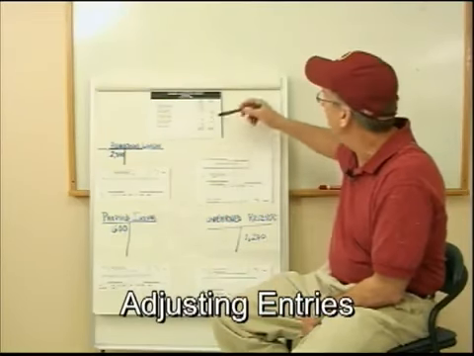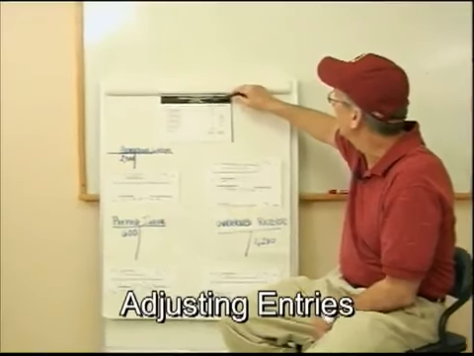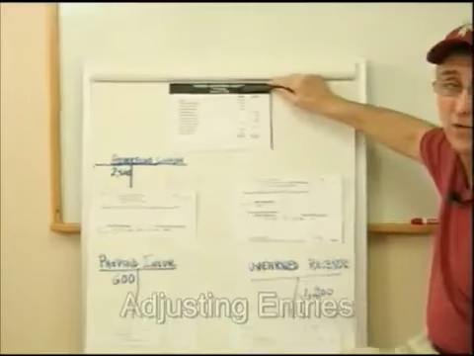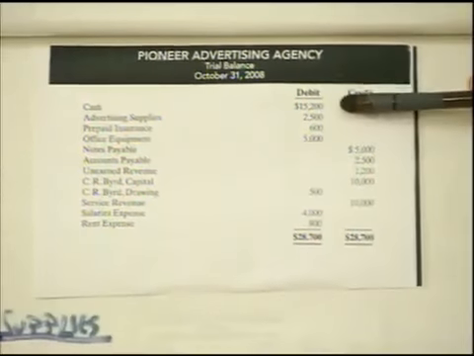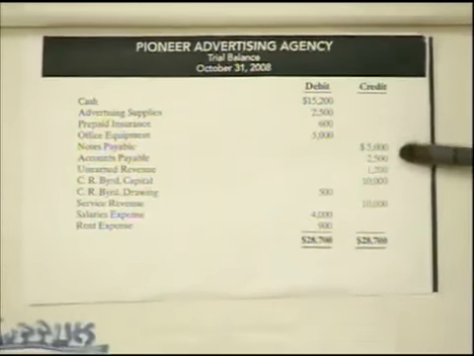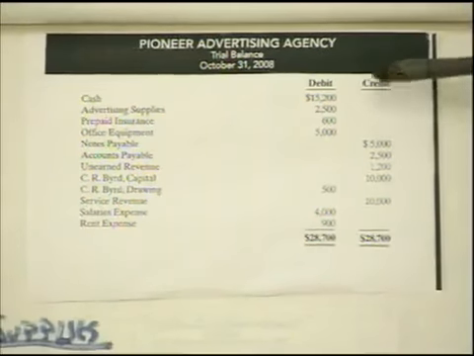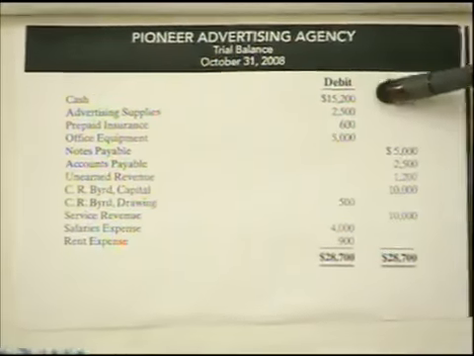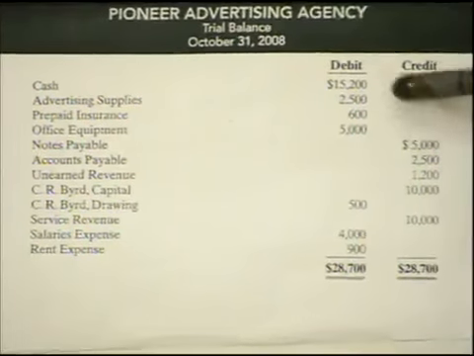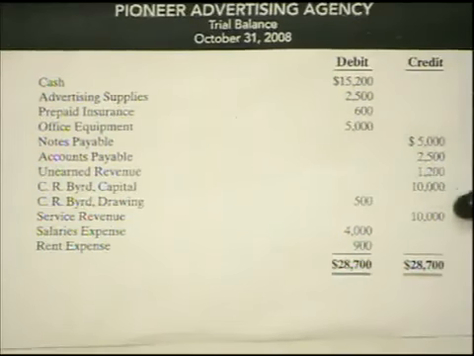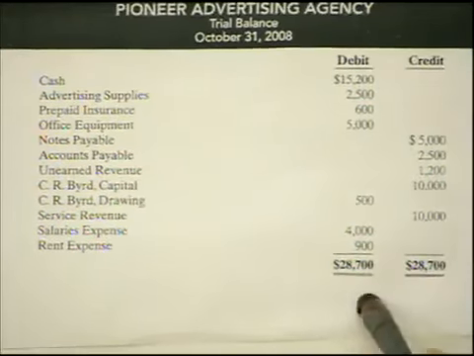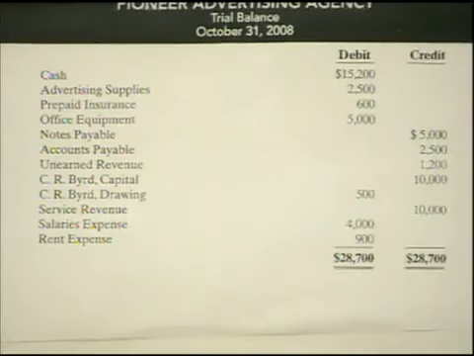Now, I have a trial balance listed up here on the board as of October 31st, 2008. And what you need to understand is that these numbers were pulled directly, of course, from our general ledger. You should really already know that. It's the end of the month. We pulled all these numbers from the general ledger, taking the final balance in each account, and we total them out. Of course, our debits and our credits should be equal.